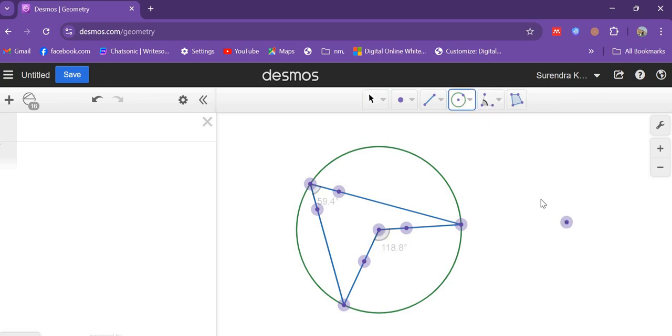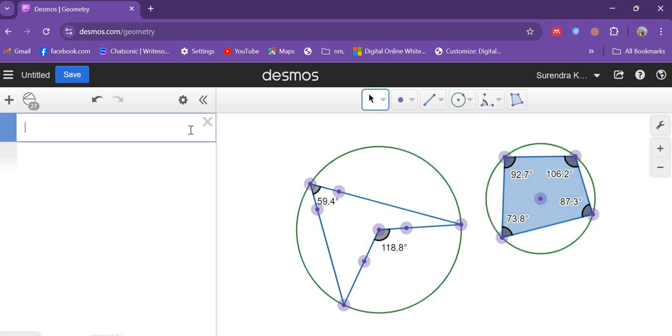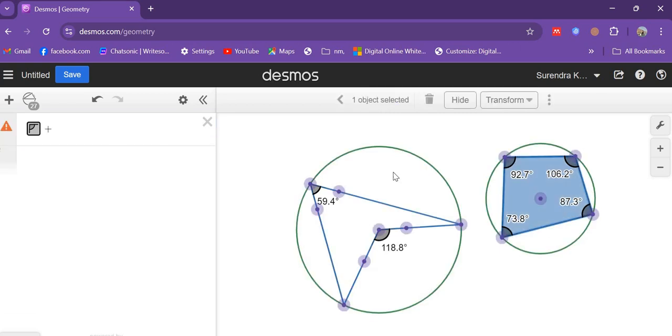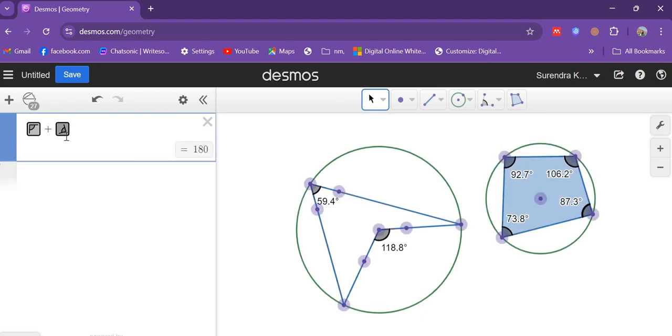Similarly, we can verify the relation between opposite angles of a cyclic quadrilateral. The sum of the opposite two angles is equal to 180 degrees.